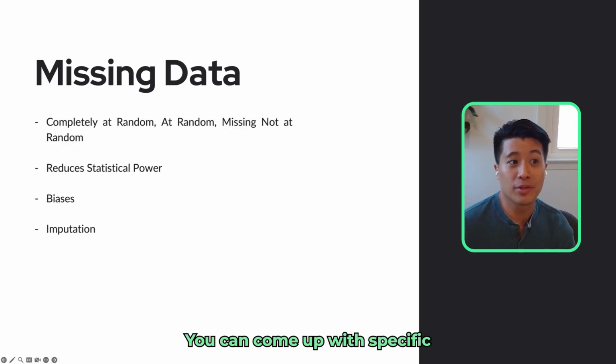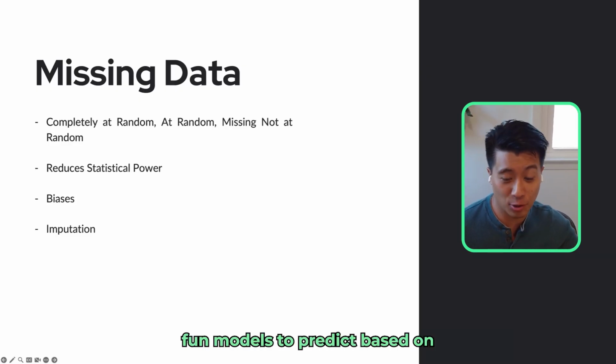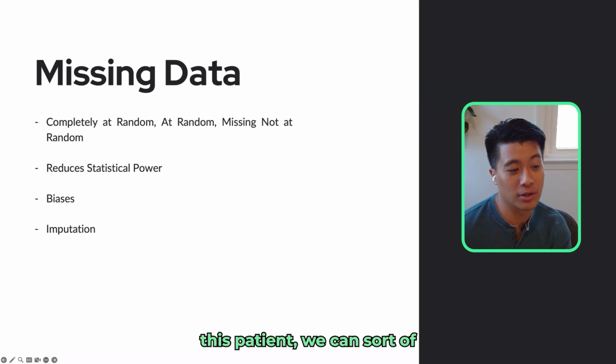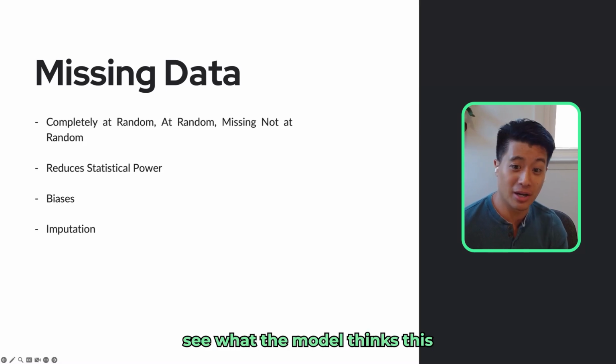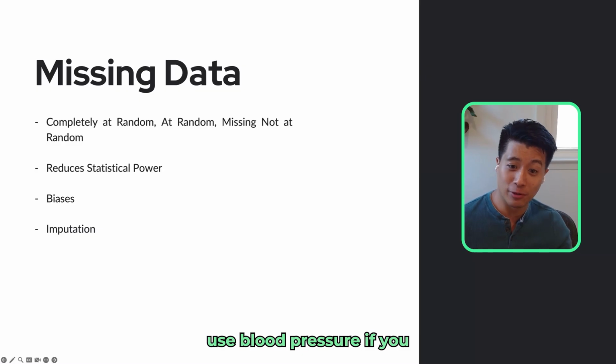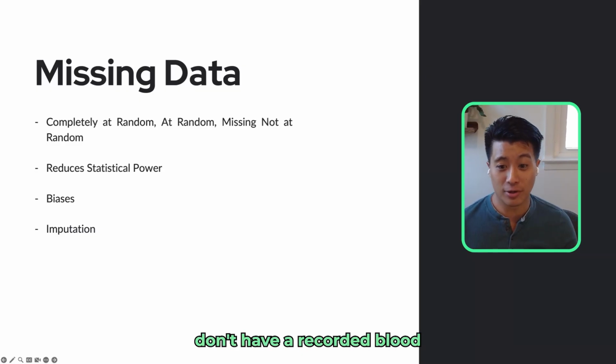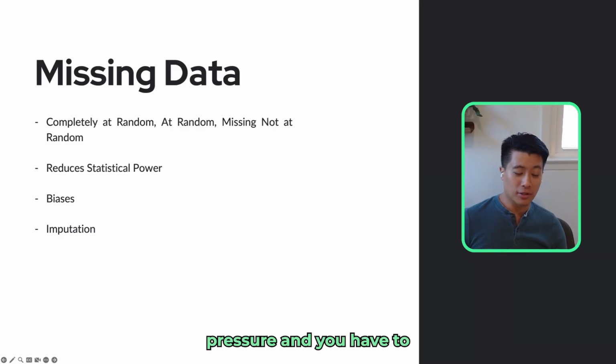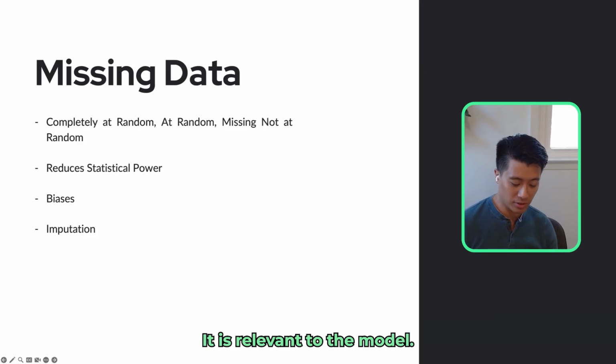You can come up with specific fun models to predict, based on everything else we know about this patient, what the model thinks this patient's blood pressure was. Or you could just not use blood pressure if you don't think it's relevant. Like half of your patients don't have a recorded blood pressure. And you have to consider these things. Is it relevant to the model?